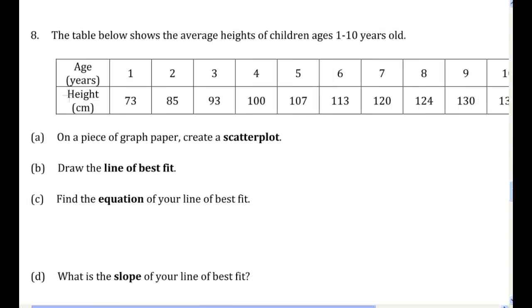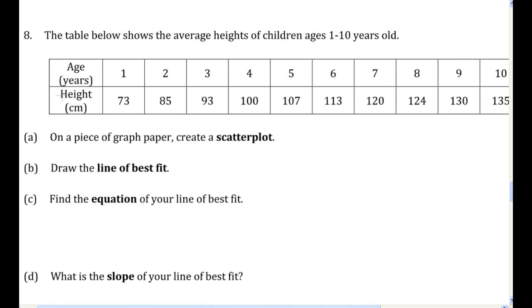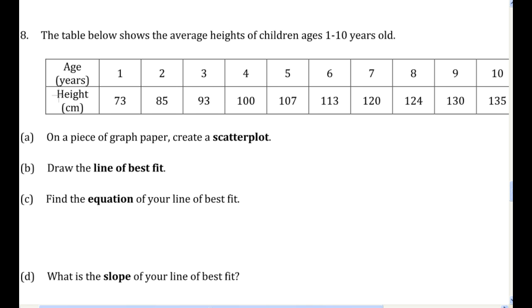Okay, let's go ahead. Part number 8, which is like the task, it includes a lot of different things we've done in stats. So here we go. Let's first make our scatter plot, and we're going to do it on a piece of graph paper. Let's switch over to that.